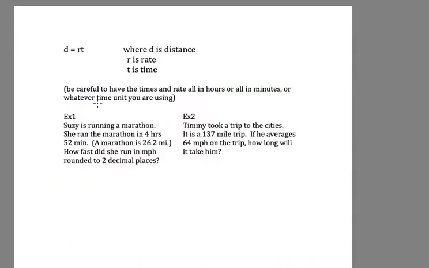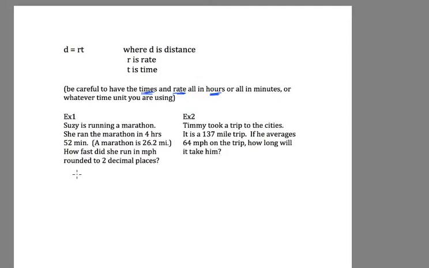Distance equals rate times time is another common equation. The tricky part on this is that your rates and your times have to be the same unit. So if you're using miles per hour, you have to make sure that your times are in hours, not in minutes. Otherwise, if you're using minutes, your rate would come out in miles per minute. I'll show you what I mean.